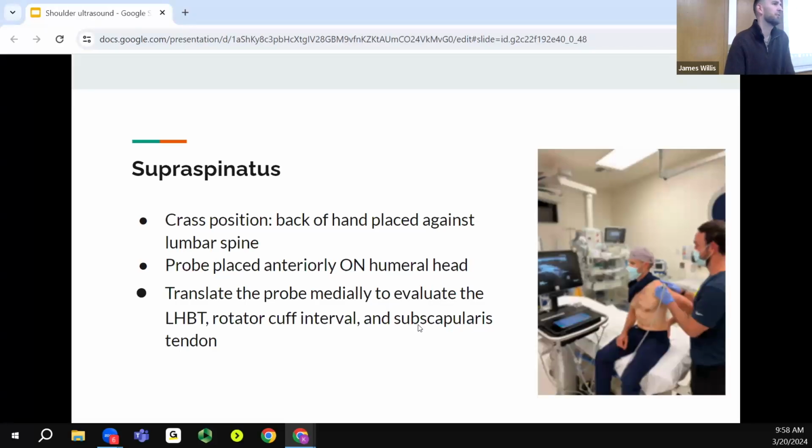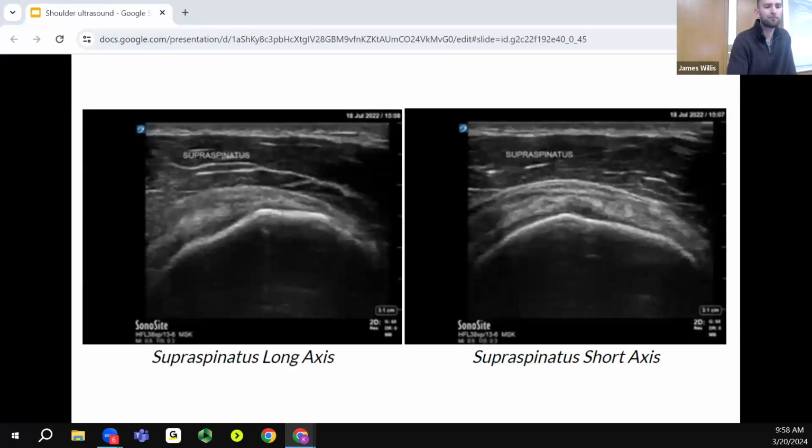Next one, supraspinatus. You're going to have the, I forget what they call the sign, Crass position, where you take your hand and put it in your back pocket, essentially. And then you just put the probe anteriorly on the humeral head. Follow that supraspinatus tendon. There it is in short axis.